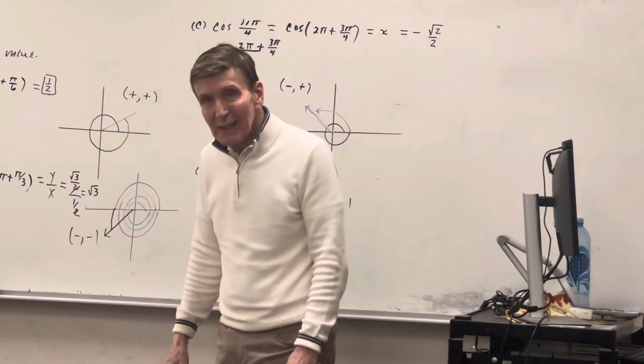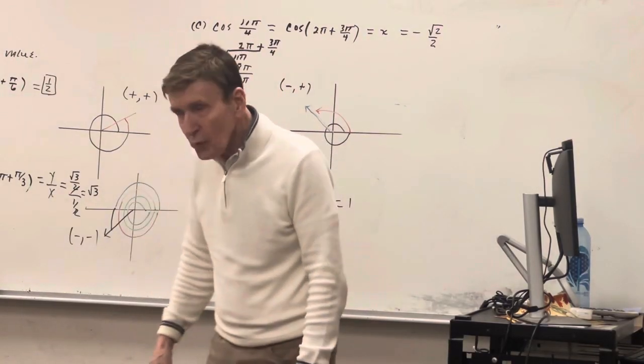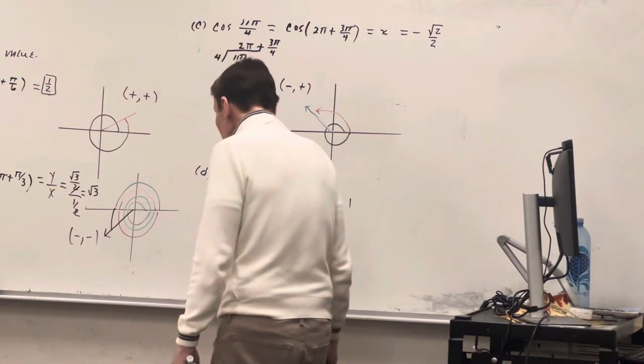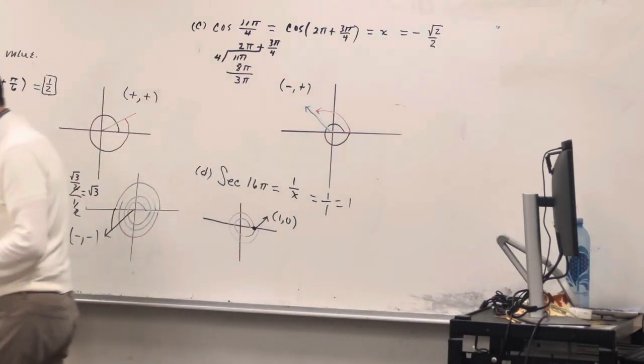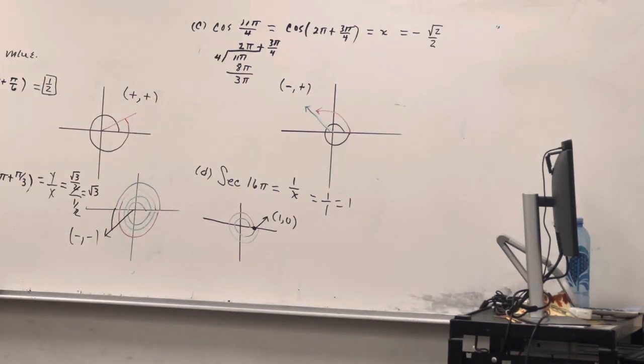Mr. Parker, you find the secant of 16 pi? Of course. 1. Isn't that nice? Nice. PK, was it 1? Mm-hmm.